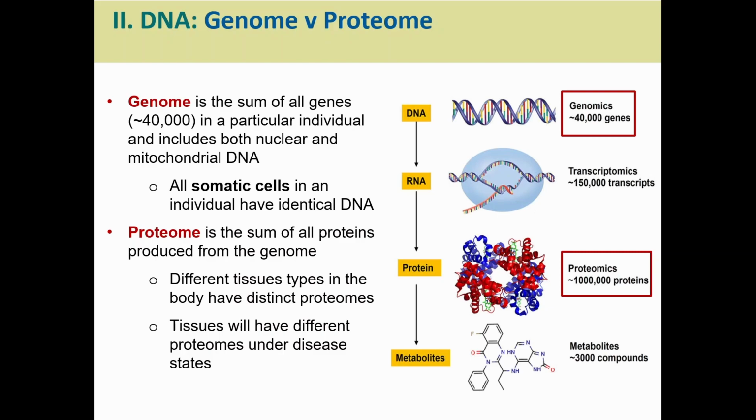Now, altogether, the DNA, when we look at the entire set, is called the genome. We're looking at all the genes. In this case, we're thinking about 40,000 in a single individual. This includes the nuclear and mitochondrial DNA.